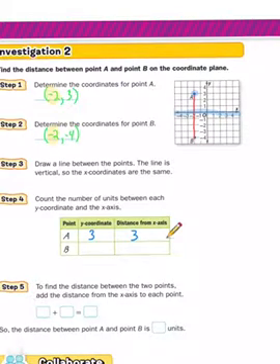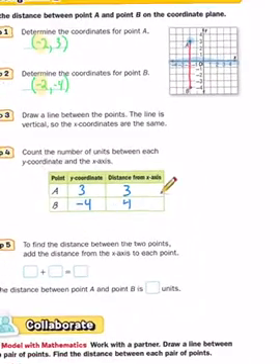Okay? Now we're going to do the same for B. Now remember in point B, the y-coordinate is -4, right? And we're going to see how far it is from the x-axis. So here's -4. If we count 1, 2, 3, 4. It's 4 units away. Okay.